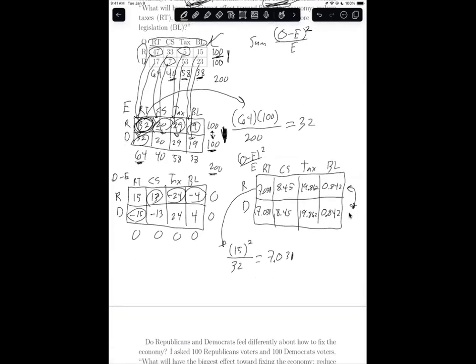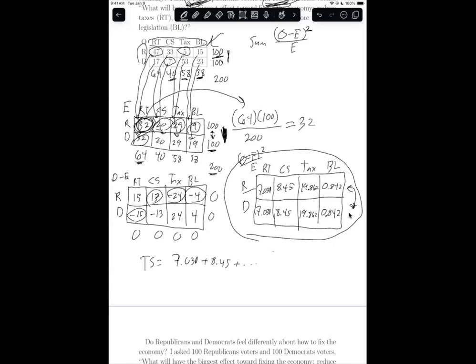And then the last thing we do is I take all of the values in this table and I add them up. So the test statistic is equal to 7.031 plus 8.45, et cetera, for all 8 of those values. And when we add up all of those values, we get 72.37. And so that is how we calculate the test statistic for the homogeneity test situation.